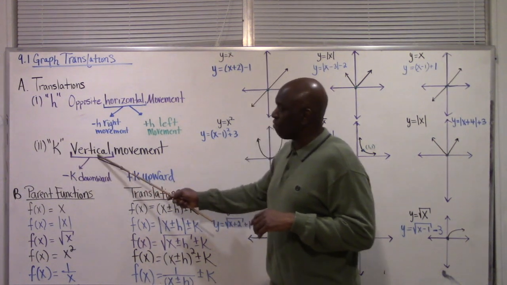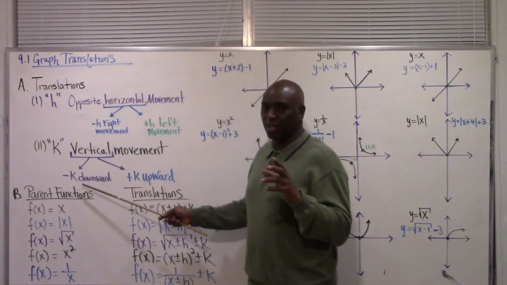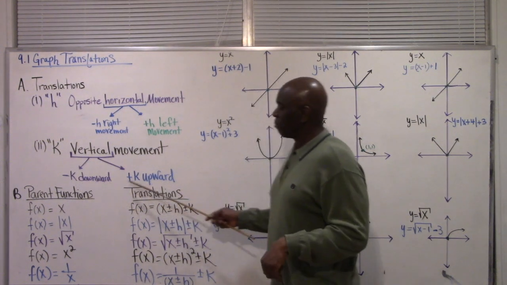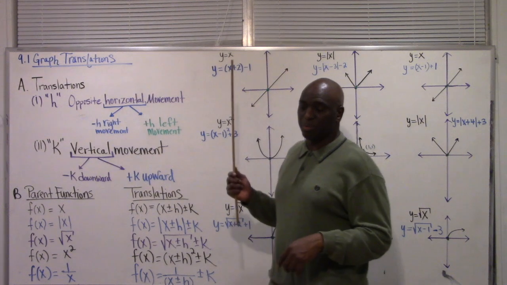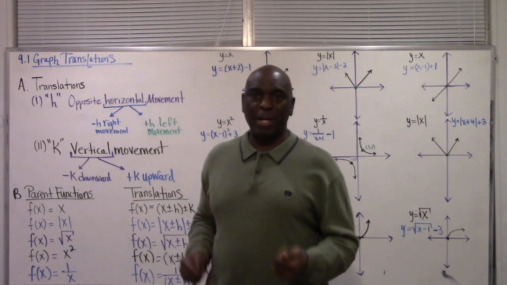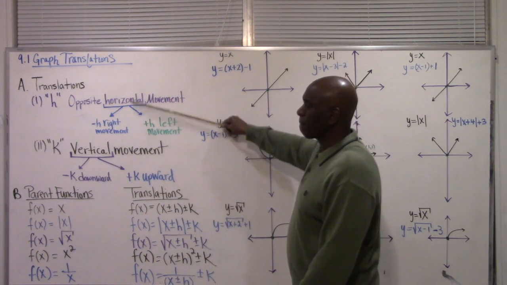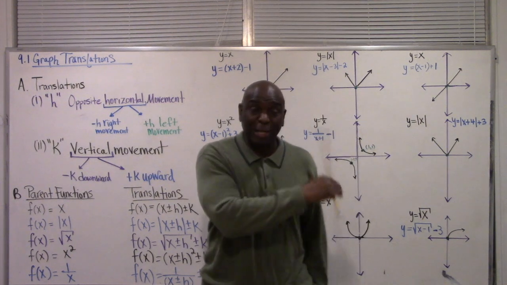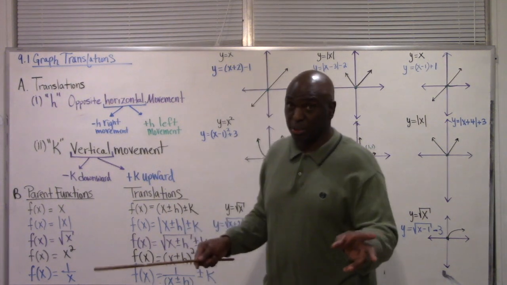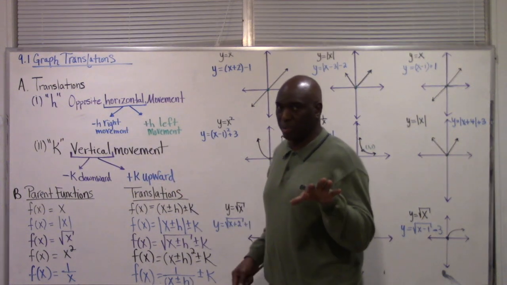K. K represents vertical movement. Minus K, well, that's exactly what it means, downward movement. Plus K means upward movement. Minus K translates vertically downward. Plus K translates vertically upward. Okay? This is important. This explains everything we're about to do. Everything, literally. Right here, point 1, point 2. You understand point 1, point 2, you're going to be okay.